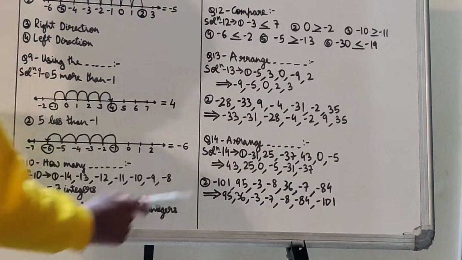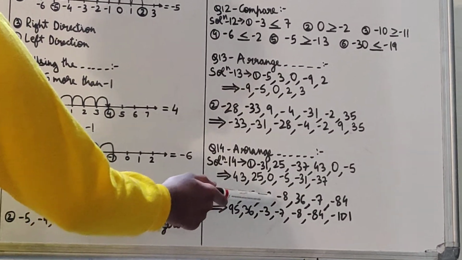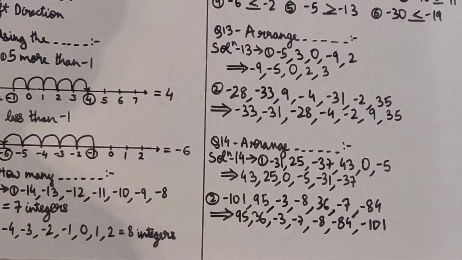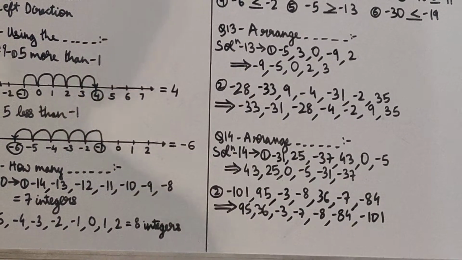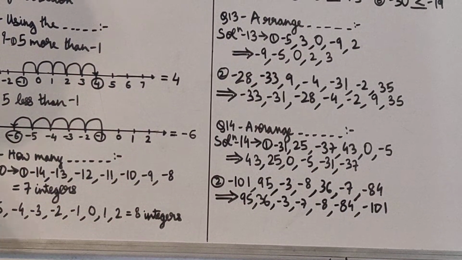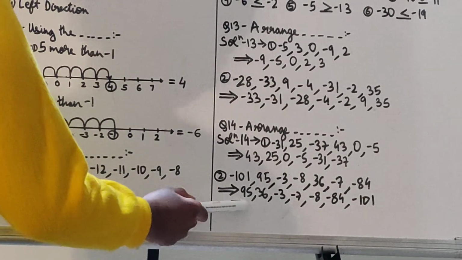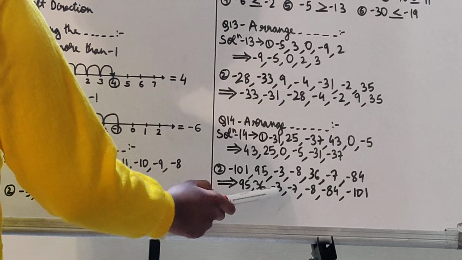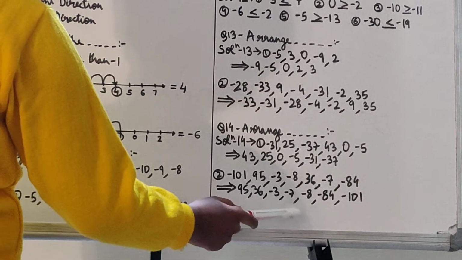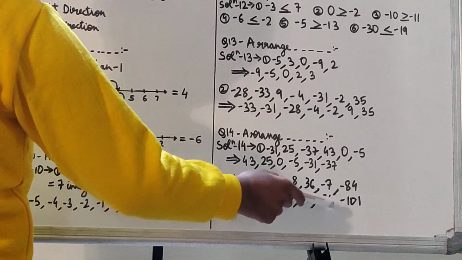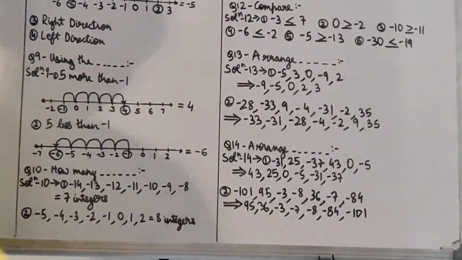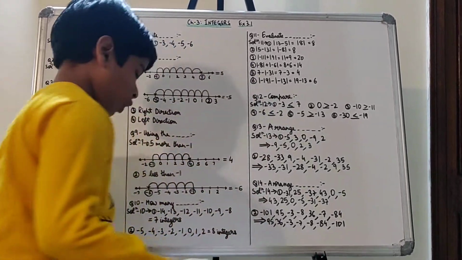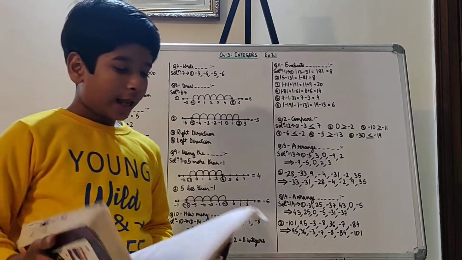Then second, minus 101, 95, minus 3, minus 8, 36, minus 7 and minus 84. This is the question. Now let's make this in descending order. 95 first, and that also plus 95, plus 36, minus 3, minus 7, minus 8, minus 84 and minus 101. So now we have completed this. Now one true false is left. I'll explain this.